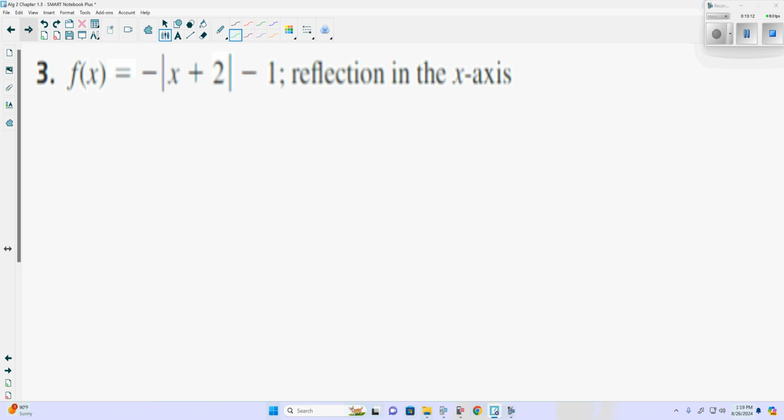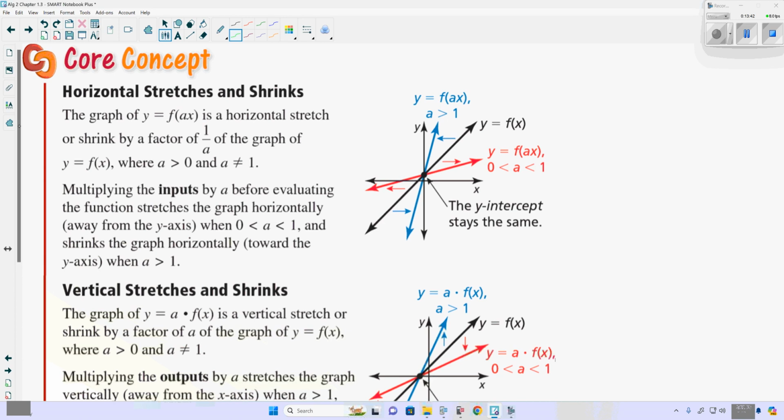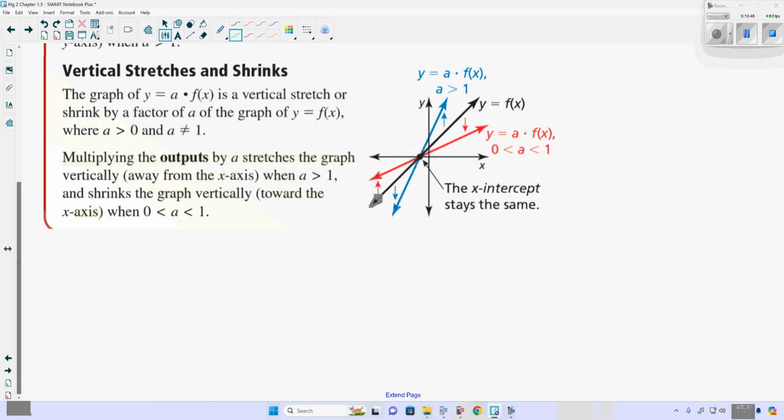How do we feel with these reflections across the x-axis and y-axis? We feel comfortable with these? Does anybody need to see another example of one of these? No? We're good? All right. Because reflections across the x and y are kind of nice. And yes, I do need to fix those slides. They've gotten way too blurry or pixelated. But the only other ones that we have left are horizontal stretch and shrink and vertical stretch and shrink. Now we're going to talk about vertical stretch and shrink first.